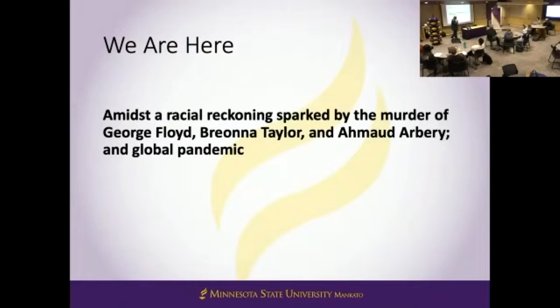So here we are, just bringing it up to today. This is where we are currently. We are amidst a racial reckoning, as a lot of scholars are calling it, and or the third Reconstruction, possibly, sparked by the murder of George Floyd, Breonna Taylor, and Ahmaud Arbery. Arbery's trial, that murder trial is actually underway now. We're going to follow that closely and see what happens. And then on top of it, a global pandemic. That's where we are.